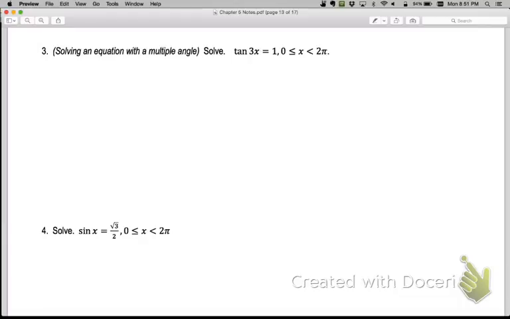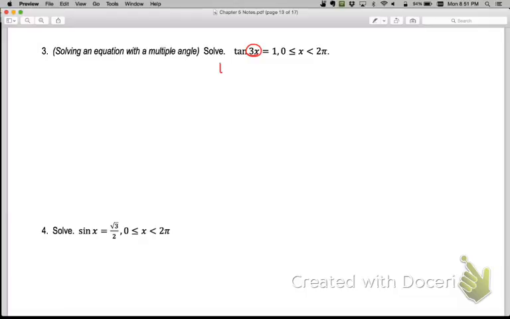And so we cannot divide this by 3 in order to get that x by itself. Because remember, we are taking the tangent of 3x. That's why we had the double angle formulas and things like that, because you can't simply divide it by 2. We have to undo the tangent first before we do that.